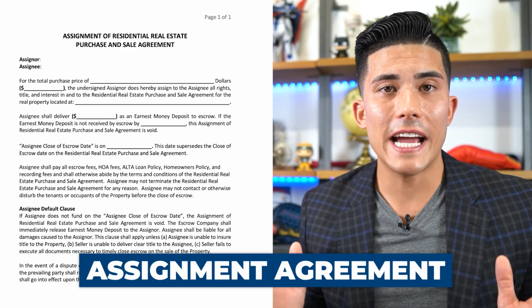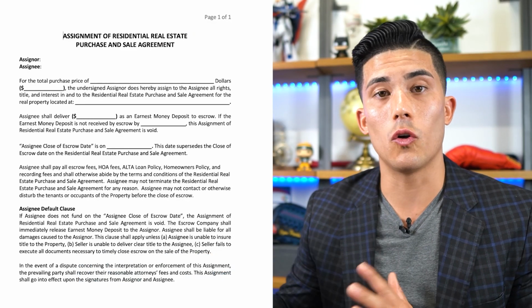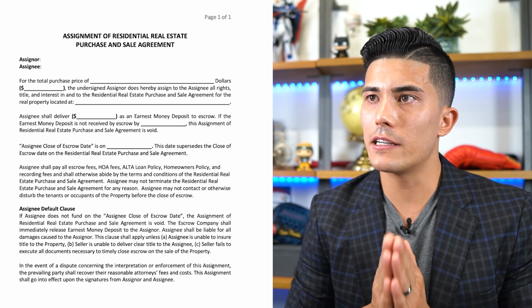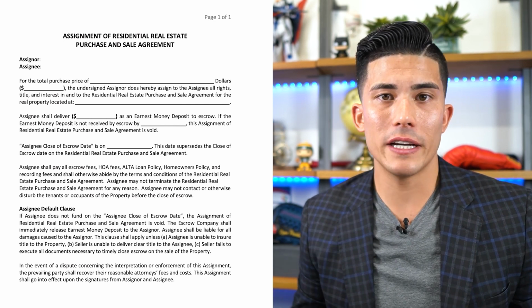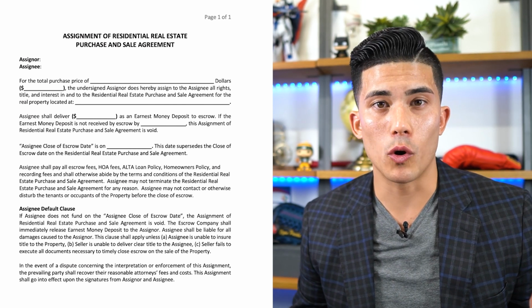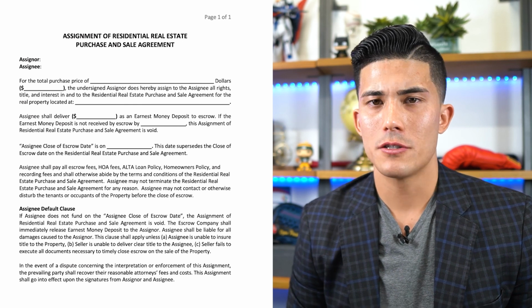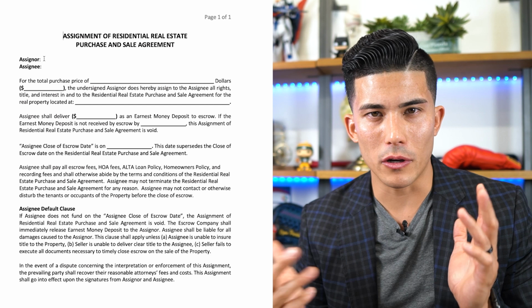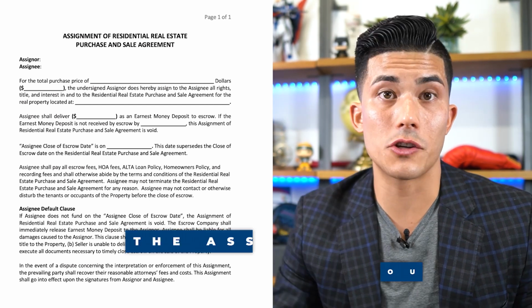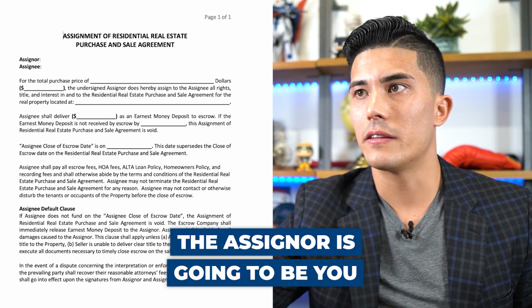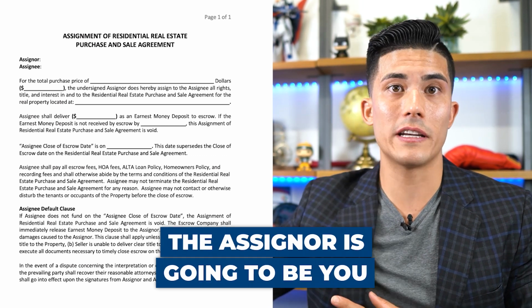Okay, so the assignment is strictly only if you are going to wholesale it to someone else. If you're gonna buy it yourself, you don't need this. Now, here's how the assignment agreement works. You are going to find the buyer, and maybe you know that the buyer is willing to pay 20 grand more than what you have it under contract for. So your assignment fee is gonna be 20 grand. So let's just use this as an example as we go through it. But the assignor is going to be you. You, the buyer, are assigning it to the assignee. The assignee is the person who is going to be the end buyer.